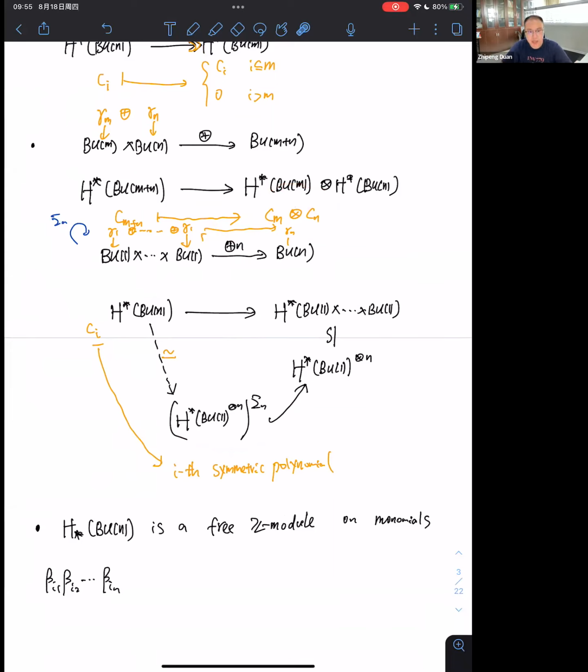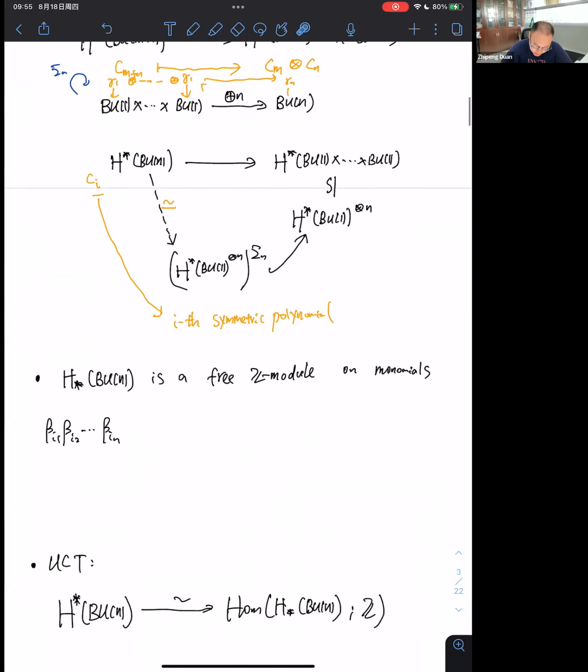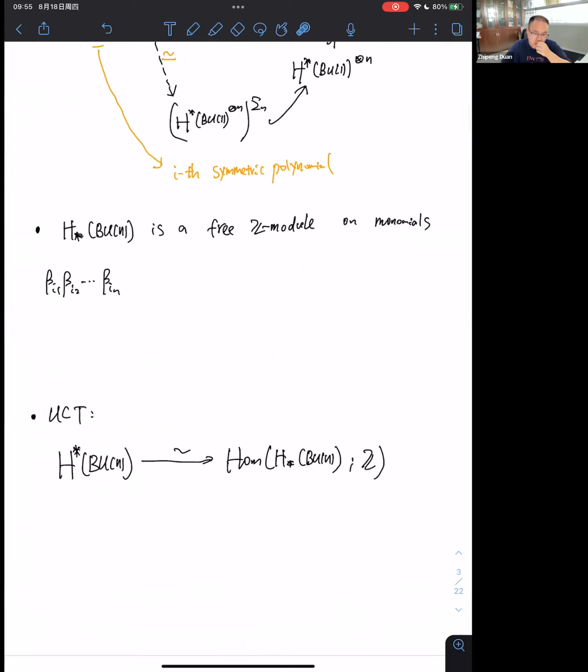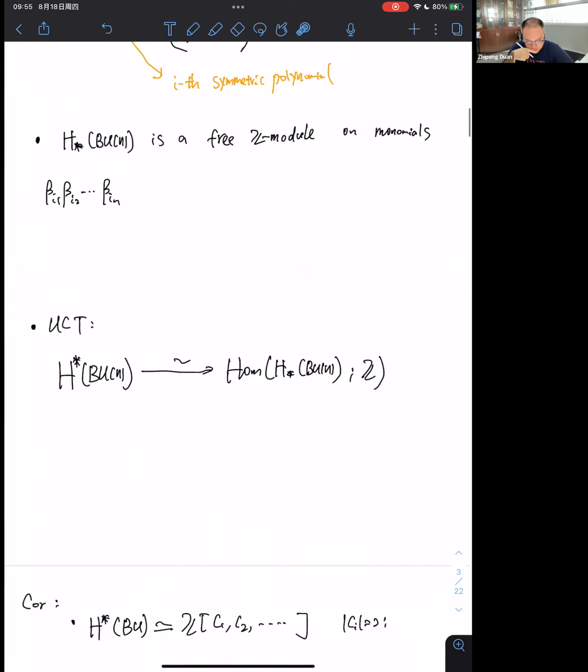And then the first three results are about the cohomology of the classifying space. And then the next result is about the homology. Yes, it's an elementary symmetric polynomial, yes. And the homology of the classifying space turns out to be a free Z module on monomials beta i1 times beta i2 up to beta in.